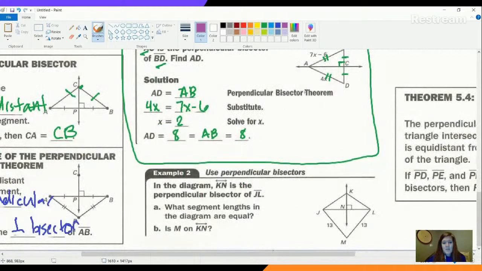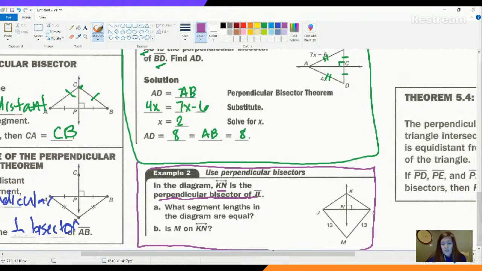One more example, just to make sure you have it. Let's look at this one here that's a kite. It says that line KN is the perpendicular bisector of JL. So here's JL, and here's KN, and KN is the perpendicular bisector. Okay? All right, let me erase some of that so we can actually see what's on our picture though. There we go.